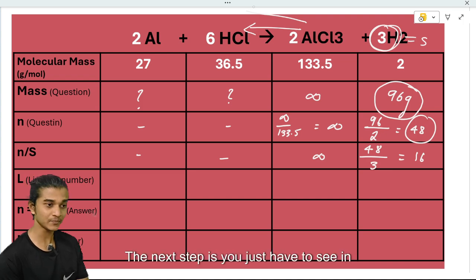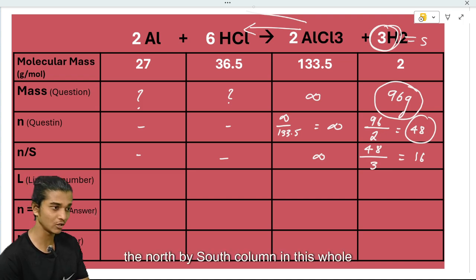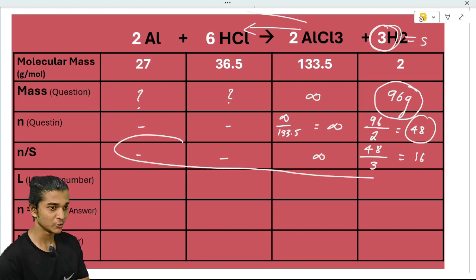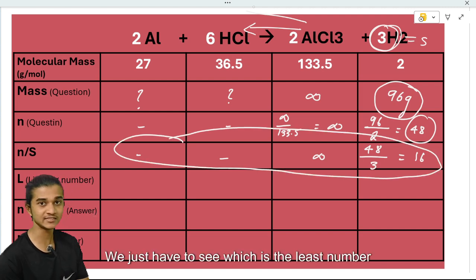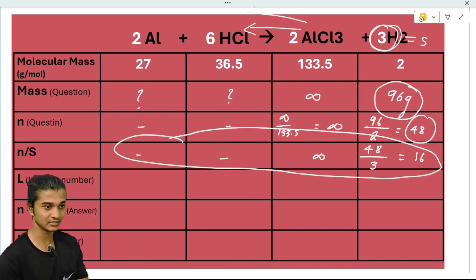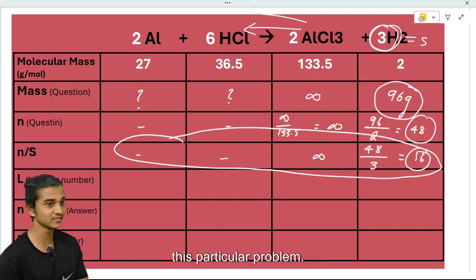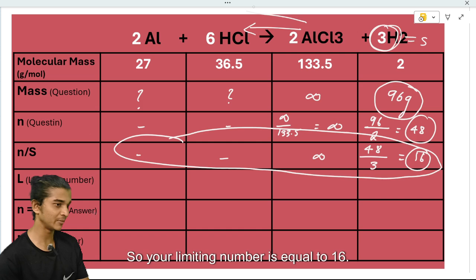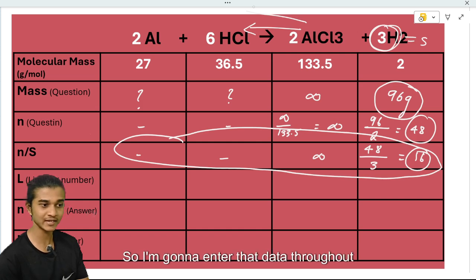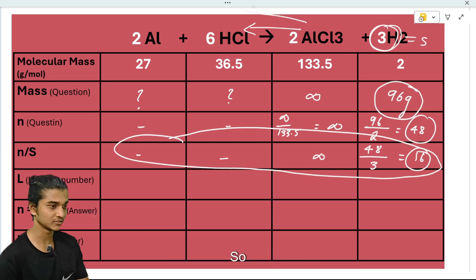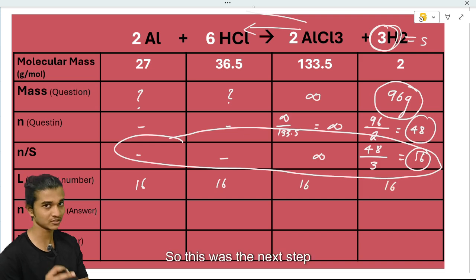Next, the next step is you just have to see in the n by s column, in this whole column, which is the least number. In this, the least number is 16. So my 16 will be the limiting number in this particular problem. So your limiting number is equal to 16. So I'm going to enter that data throughout this whole column: 16, 16, 16, and 16. So this was the next step.